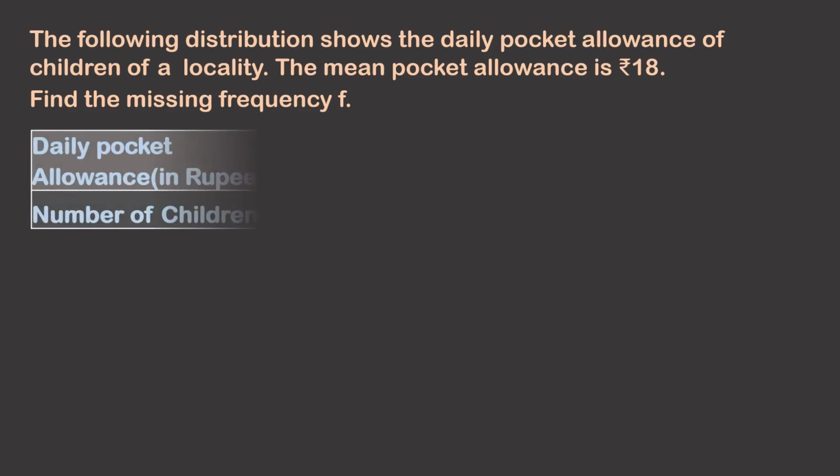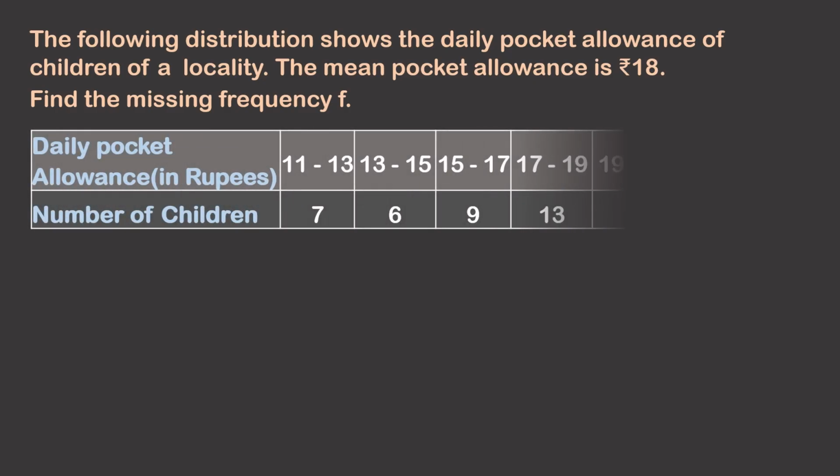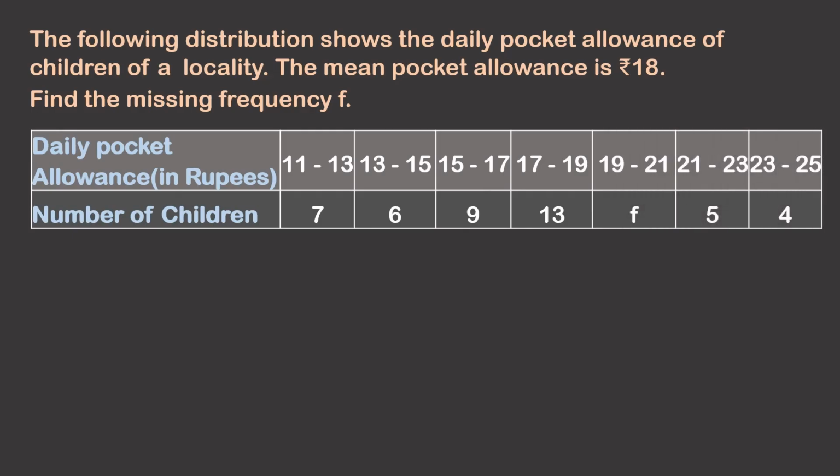Daily pocket allowance in rupees is 11 to 13. Number of children is 7. Daily pocket allowance is 13 to 15. Number of children is 6. Daily pocket allowance is 15 to 17. Number of children is 9. Daily pocket allowance is 17 to 19. Number of children is 13.